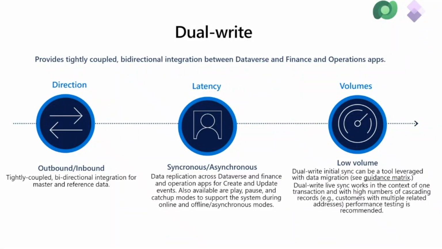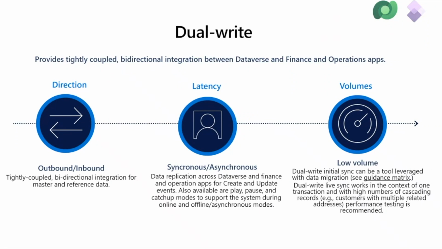Depending on how the dual write table maps are configured, they can work unidirectionally or bidirectionally. There are two dual write synchronization modes, the live sync and the initial sync. The live sync will happen when the table maps are running. It is synchronous and it executes in one transaction. So, for example, if you create an account in Dataverse and FNO for some reason fails during the account creation, an error will be displayed to the user in Dataverse and the transaction will be rolled back, meaning the account will not be created.